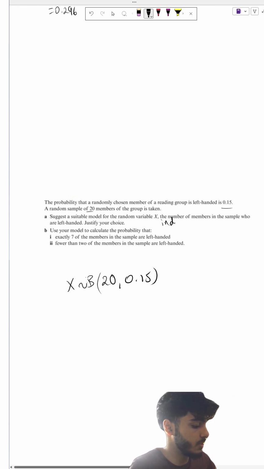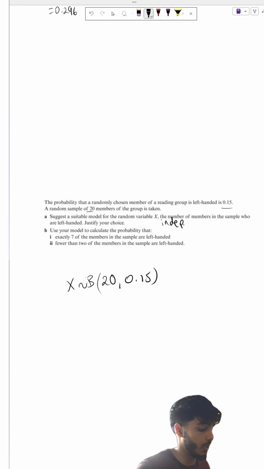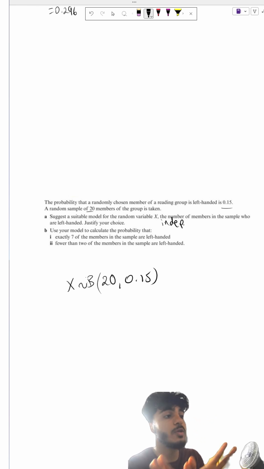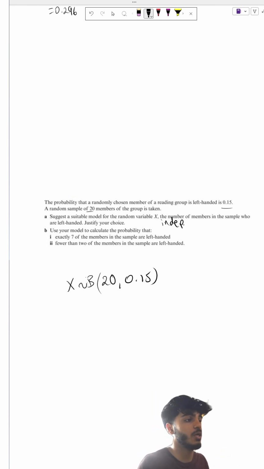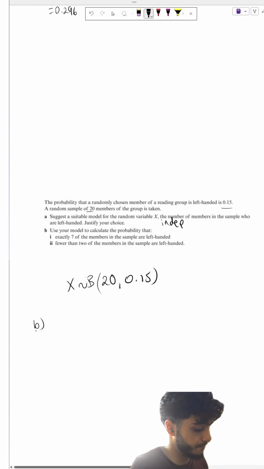I just put independent, but always try to include context. When you're answering that question, add context to it. So the number of members who are left-handed are independent of each other. That's all you need to put. Just put a little bit of context, using the wording from the original question, and that'll give you the mark. Because if you just put independent, you won't get the mark. Always have context. Now part B.